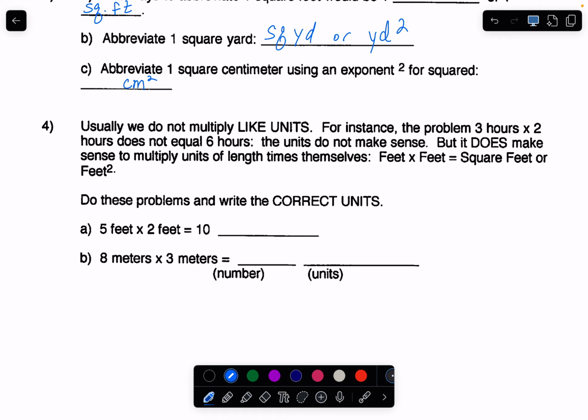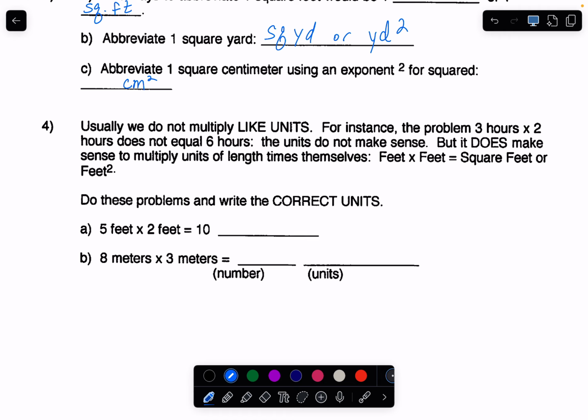It says, usually we do not multiply like units. For instance, the problem 3 hours times 2 hours does not equal 6 hours. The units don't make sense. But it does make sense to multiply units of length times themselves. Feet times feet is square feet, or feet with a squared, or FT with a squared, okay?